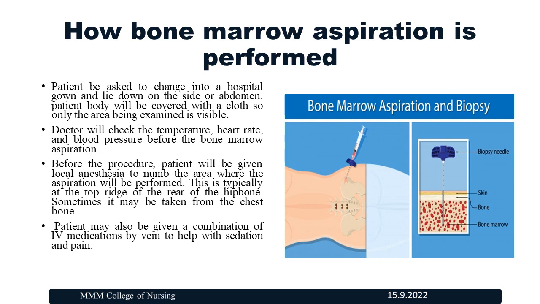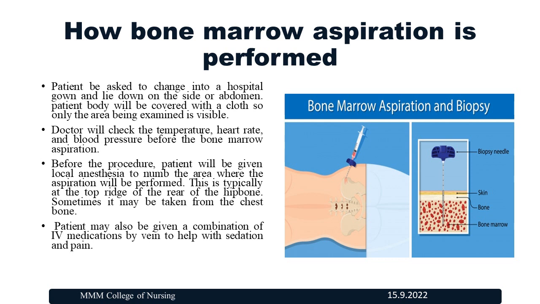The doctors will check the temperature, heart rate, and blood pressure before the bone marrow aspiration. Before the procedure, the patient will be given local anesthesia to numb the area where the aspiration will be performed. This is typically at the top ridge of the rear of the hip bone. Sometimes it may be taken from the chest bone.